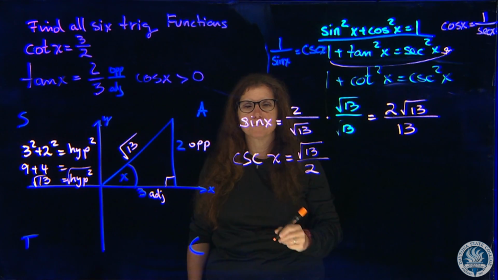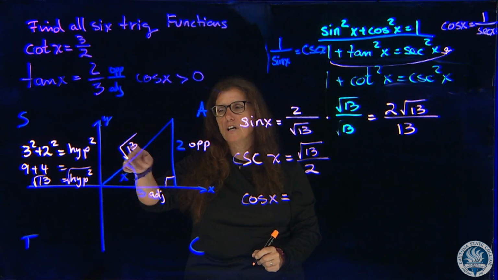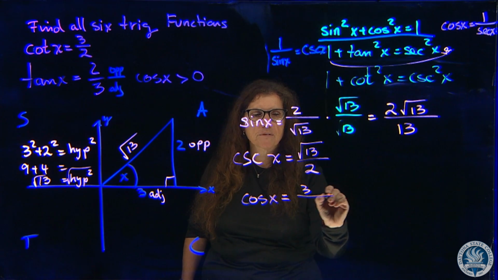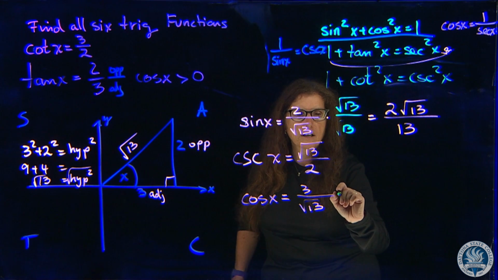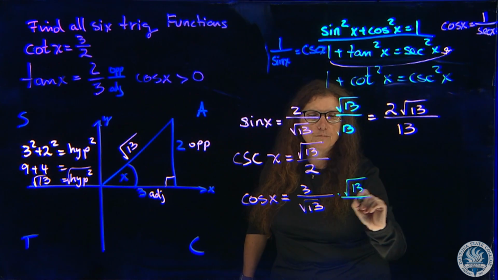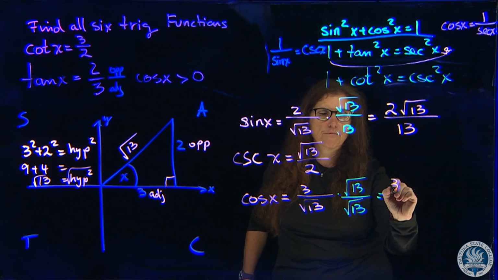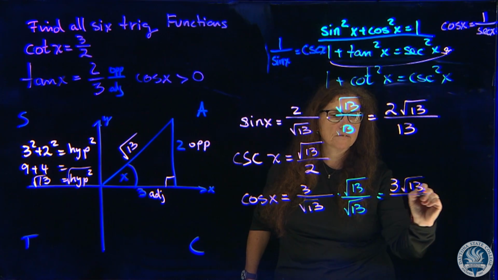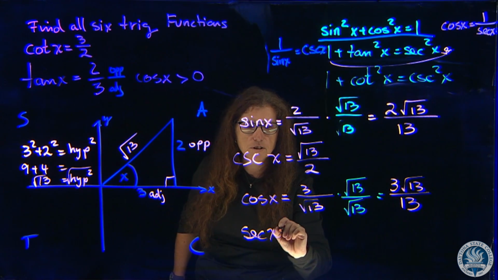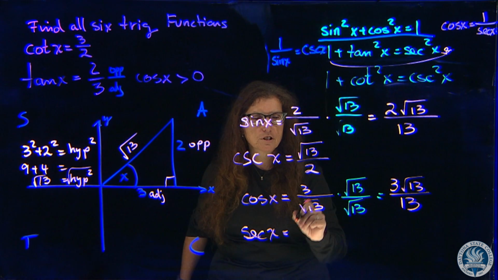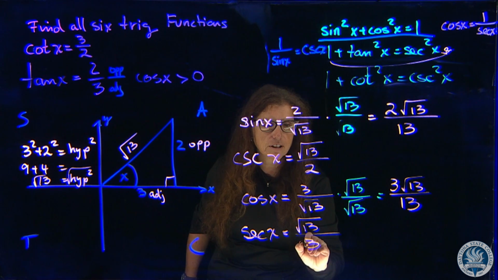Now the cosine of x would be adjacent over hypotenuse, 3 over the square root of 13. We rationalize the denominator and get 3 square root of 13 over 13, and the secant is the reciprocal of the cosine, which in this case is the square root of 13 over 3.